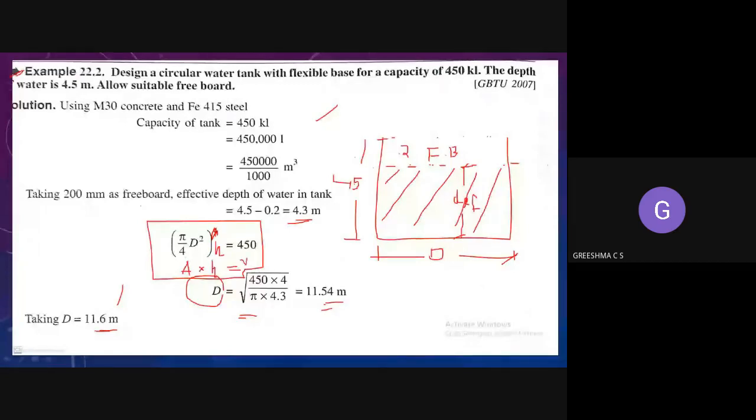Area is pi by 4 into d square. D is the unknown factor we need to find. H is the effective depth of the water tank, that is 4.3. If you rearrange this equation, you will get an equation like this, and from this you can find D. So D is equal to 450 into 4 divided by pi into 4.3, that is approximately 11.6 meters.